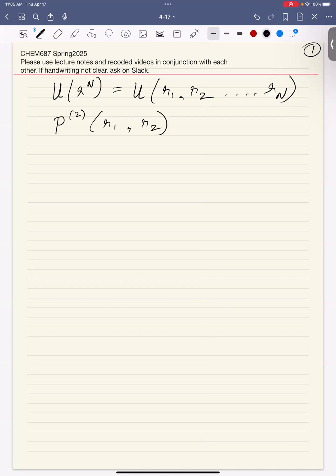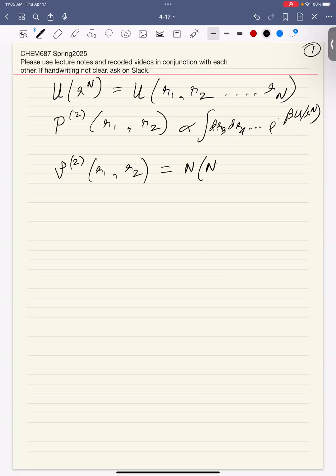We talked about this. This is going to be proportional to integrating out dr3, dr4, and so on, of e to the power minus beta U of Rn. Then we talked about rho 2 of R1, R2, which is going to be larger than P2 of R1, R2, because this is the probability of finding any two particles at R1 and R2. So this is rho 2.